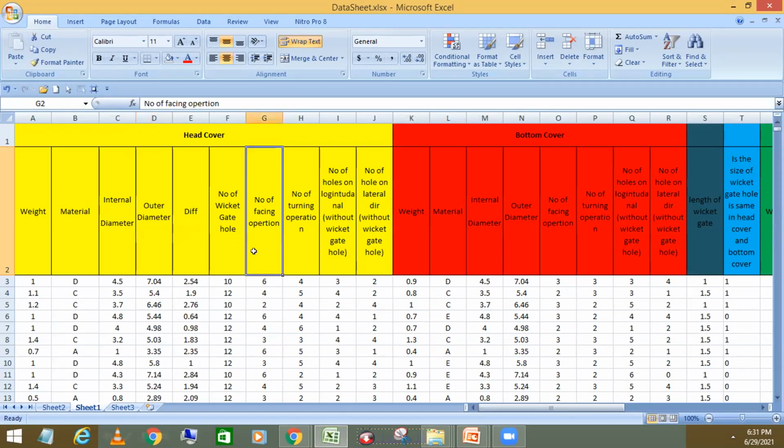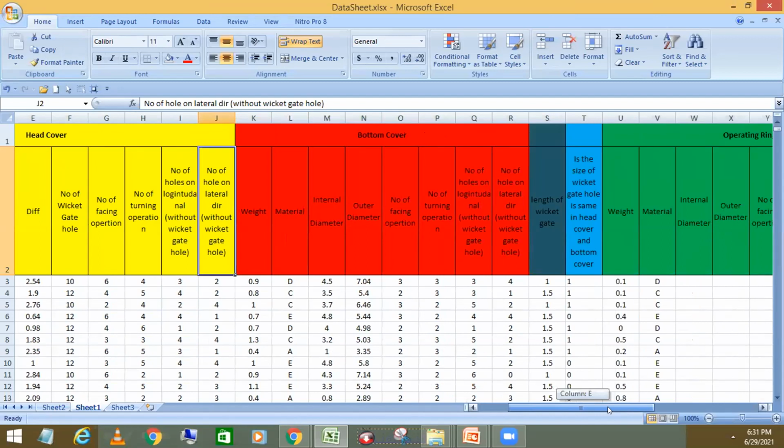What are the number of facing operations on particular head covers, and what is the number of turning operations, that is reducing length and reducing diameter, both things, and the number of holes longitudinal. So without the wicket gate, what is the number of holes to be done in the longitudinal directions as well as in the lateral directions. Same way for bottom covers.